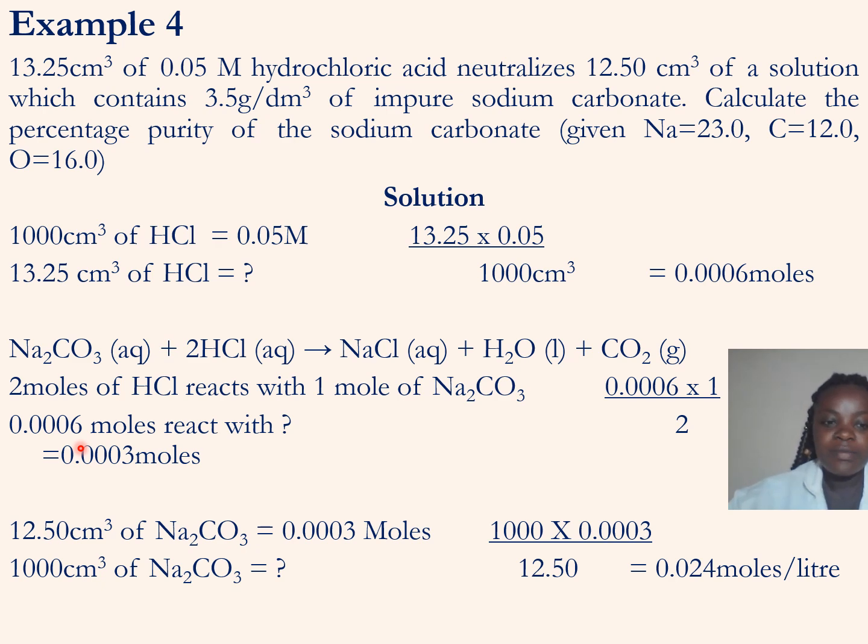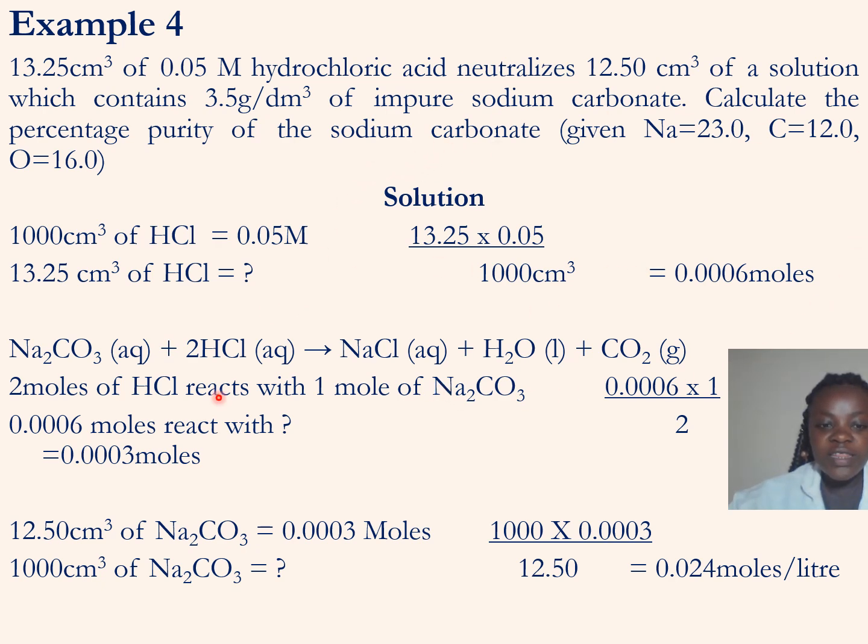So what about if 0.0006 moles are for hydrochloric acid? To get the number of moles for sodium carbonate, we have to divide this number of moles by 2. So 0.0006 divided by 2 gives us 0.0003 moles. So the number of moles of sodium carbonate that reacted with hydrochloric acid was 0.0003 moles.